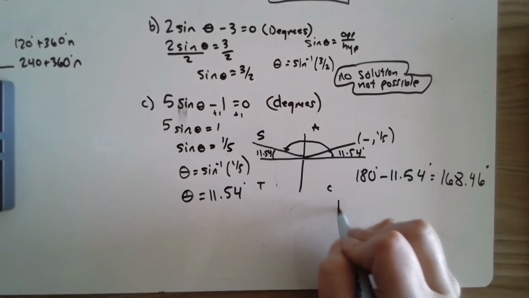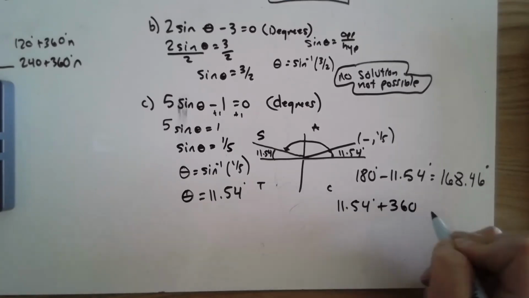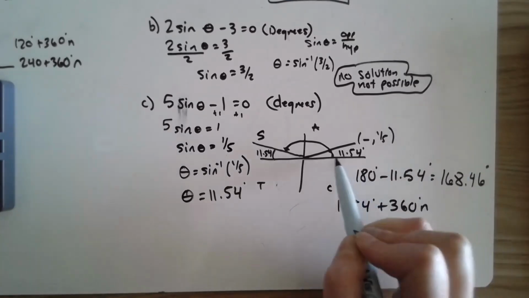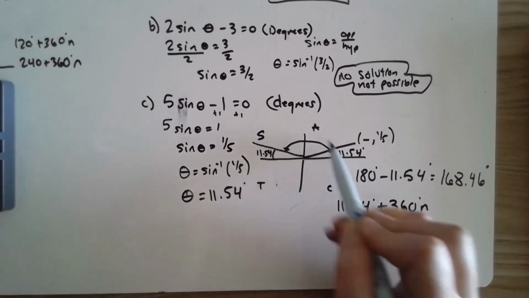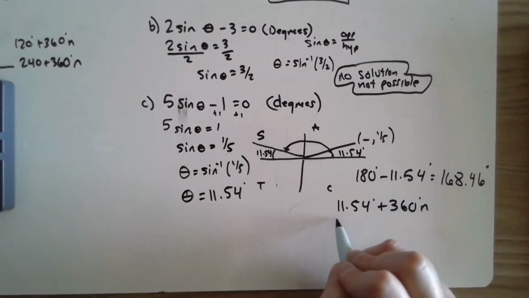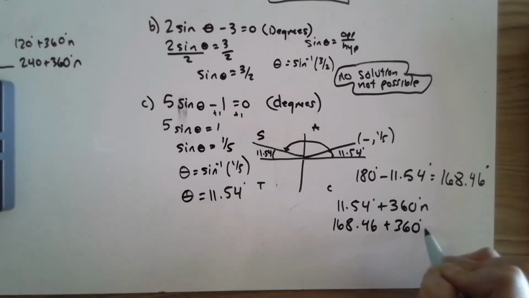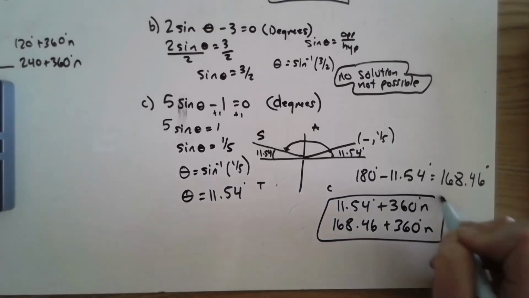It's going to be 11.54 degrees plus 360n. Okay, that will get you this one over and over and over in both directions, positive and negative, because n could be any integer, positive or negative. And then my other one is 168.46 plus 360 degrees n. Those are my two answers.